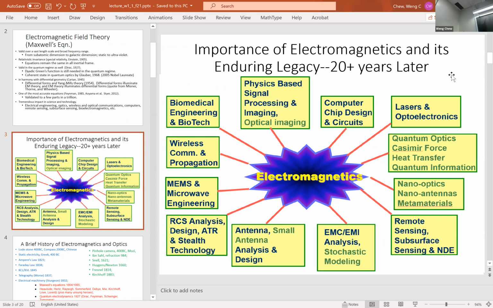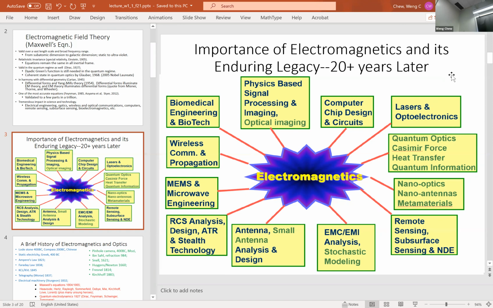Because everybody carries a cell phone now. Your cell phone cannot have a big antenna. So it has to have very tiny antennas that fit in. And many engineers go about designing those antennas. Then there's this field of EMC, EMI, which stands for electromagnetic compatibility and electromagnetic interference.